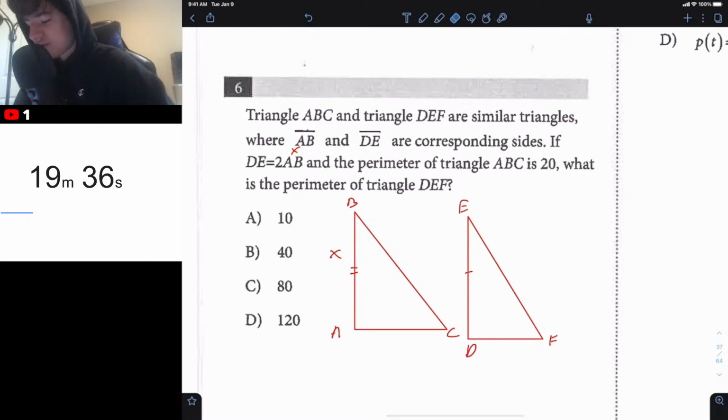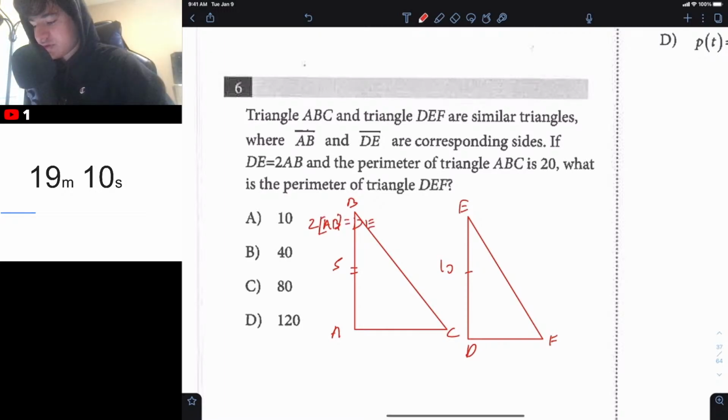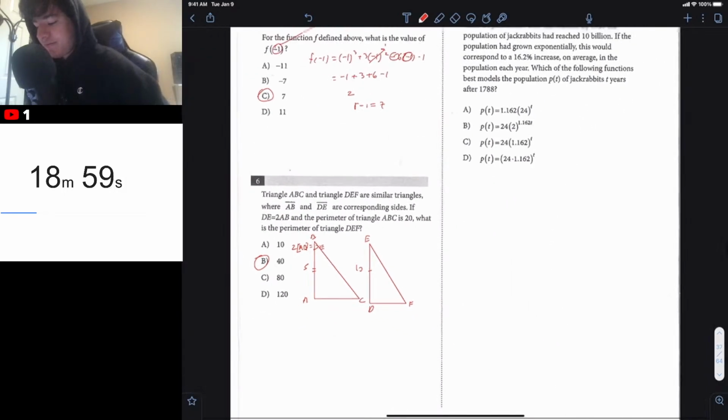Well, X is not equal to 2X. I guess that was a bad way of putting it, but let me explain. If the side DE is like 10, well, AB is half of that, so it would be 5. Does that make sense? 2 times AB, remember, is equal to DE. So 2 times 5 would be equal to 10. So if the perimeter of ABC is 20, then the perimeter of DEF must be 40, because each of the sides is also going to be multiplied by the scale factor of 2.